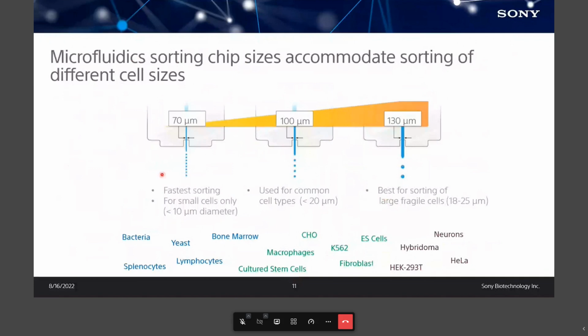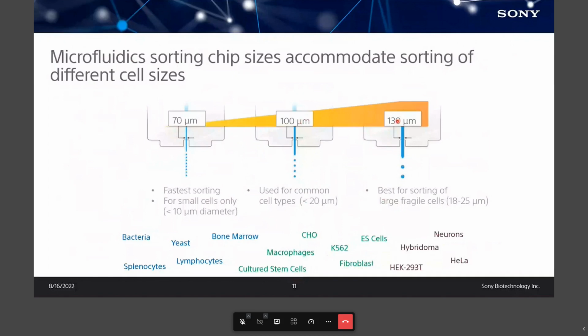And if we look at some specifics of these, basically the 70 micron chip is the smallest, so you have the smallest droplets, but it allows you to sort the fastest. So these are used for small cells, typically bacteria, yeast, lymphocytes, things like that. Then as you go up in size to the 100 micron, droplets are a little larger. These are used for cell types like macrophages, CHO cells, fibroblasts, other types of medium to larger cells.